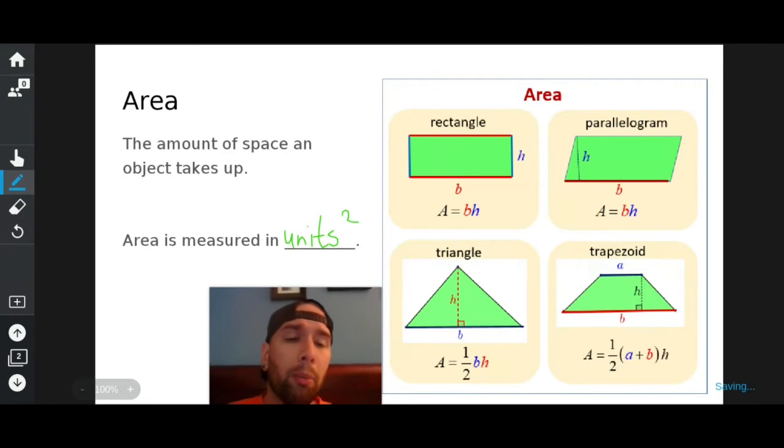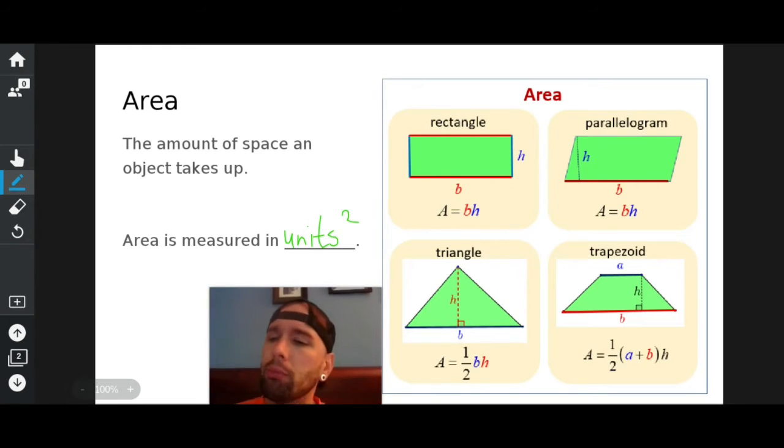So here's our area formulas. I remember them. Let's see if you remember them as we move on. You're not going to have to memorize them, but you probably already know the rectangle. And if you know the rectangle, the parallelogram is literally the exact same thing. Triangle is literally the exact same thing, you just multiply by a half.